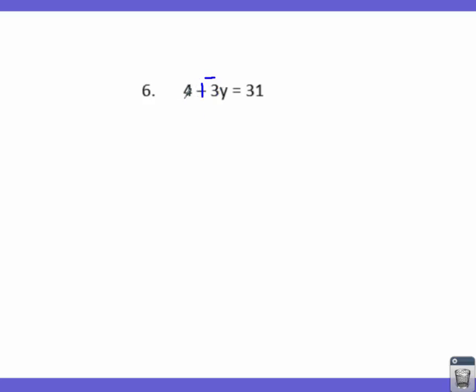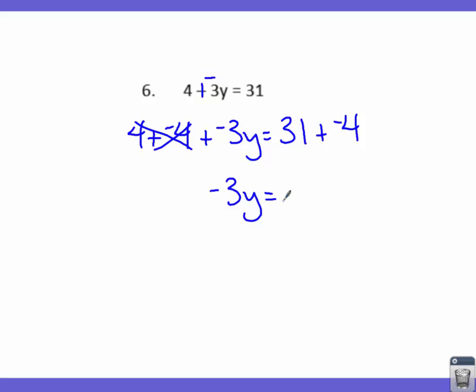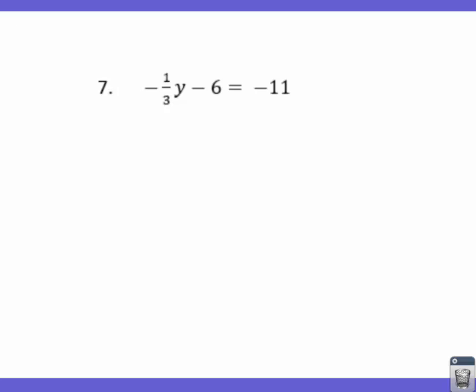So now, to solve this one, I need to get rid of the 4. So 4 plus negative 4 plus negative 3y is equal to 31 plus negative 4, because the negative 4 was what was new. So the 4's turn to 0, and I'm left with negative 3y, which is equal to 31 plus negative 4, which gives me 27. Now I divide by negative 3, and remember, whatever this number is, that's what I divide by, even if it's negative. And you end up with y is equal to negative 9. Okay, negative 9.